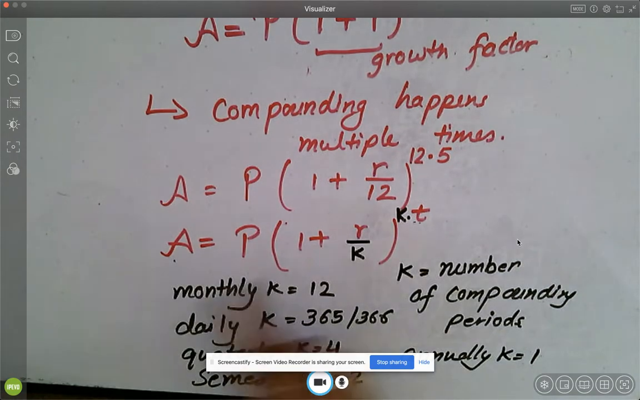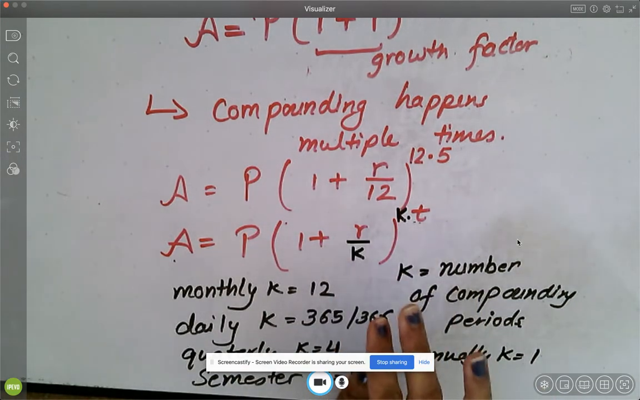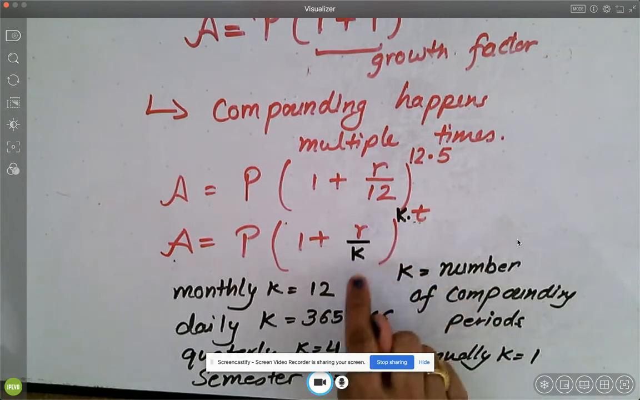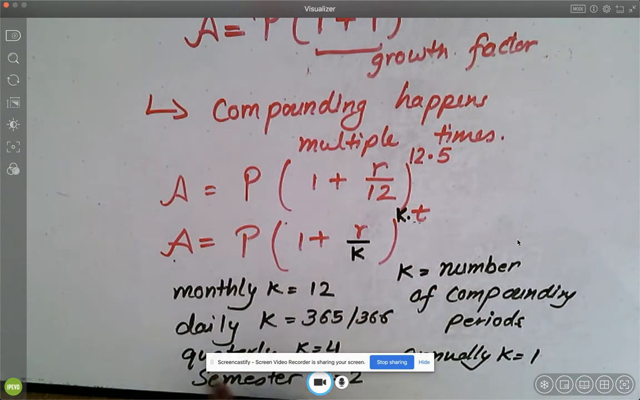All right, so I repeat, it's the same equation we started with in the first section. It's just this number that's added on to this equation. Based on the compounding period, this K would differ. So if it's monthly, it would be 12, and so on for daily, quarterly, semesterly, and annually.